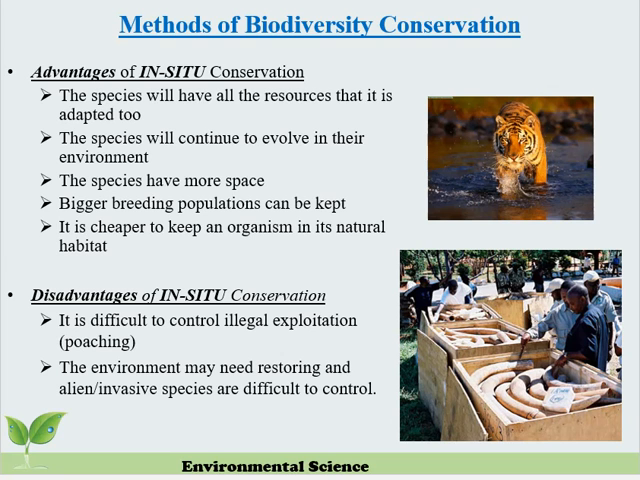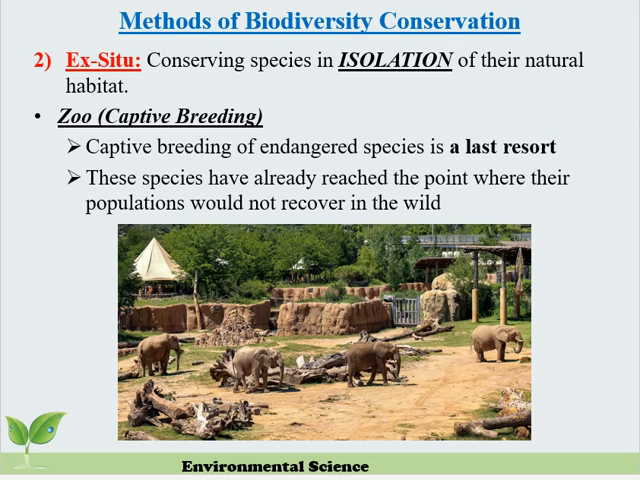Okay, so those are the advantages and disadvantages. As you can see, a lot more advantages than disadvantages. The next type is ex situ. Okay, so think of ex and exiting. This is where you take species out of their natural habitat and you put them in isolation. Okay, so again, zoos, captive breeding, that is the classic example.